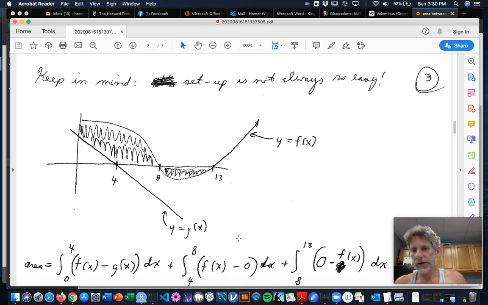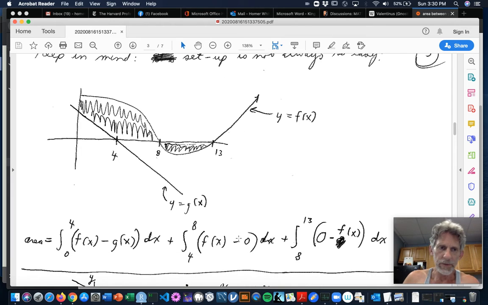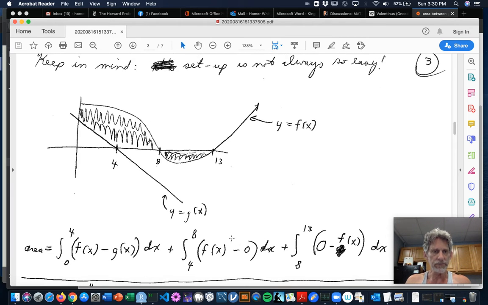So I wish life was always so easy, but it's not. Sometimes you have to think carefully about the nature of your region graphically and carefully set up the integrals that would correspond to the area between the curves you're interested in. I've modified something here from the book in the exercises somewhere.